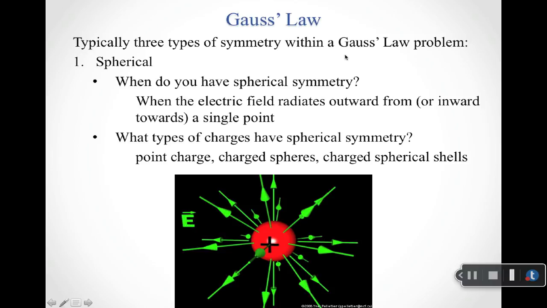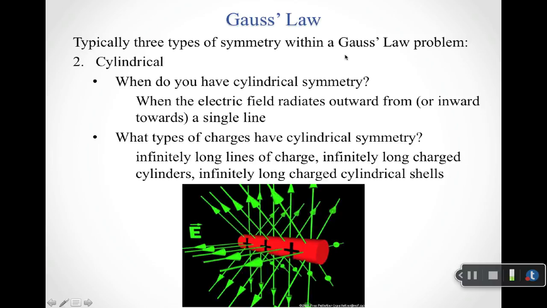The second type of symmetry where Gauss's law can be very useful is when I have cylindrical symmetry. So when is it that I have cylindrical symmetry? Well, basically, when you've got an electric field that radiates outward from or inward towards a single line. So here, think of this as a cylinder, right? And that cylinder, you make it really, really narrow. It looks like a line. You make it really fat. It looks like a big fat cylinder. Somewhere in between, you might call it a rod.